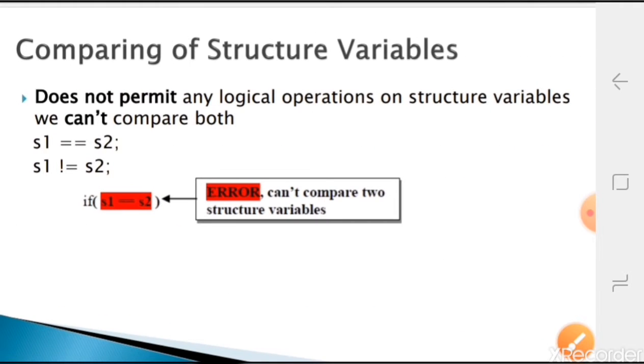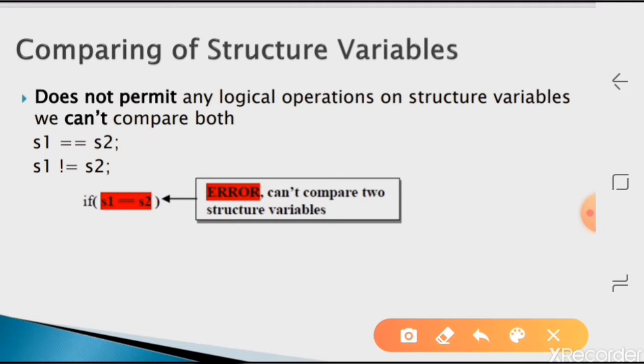Now let's see how we compare. If I have int variables a and b, I can compare them directly. But if I compare s1 with s2, or s1 not equal to s2, the basis of comparison is not mentioned. Are you comparing only roll number, only name, only marks, or the entire thing? Nothing is specified, so this kind of thing we can't do.